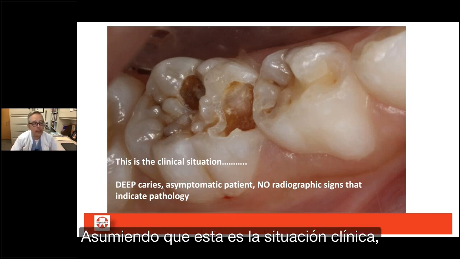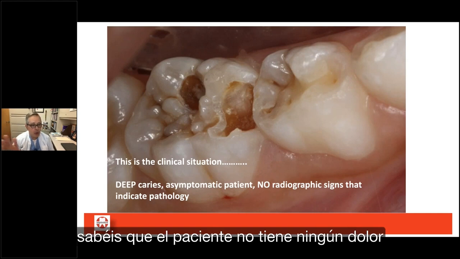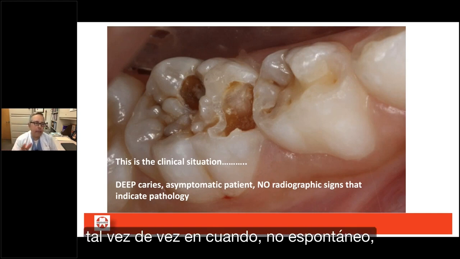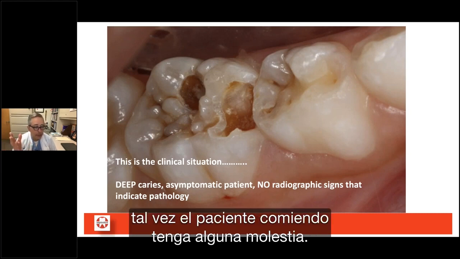So assuming this is the clinical situation, the patient is not having any pain, or maybe, if you want to add a little bit of pain, maybe once in a while, not spontaneous, maybe when the patient is eating they will have some discomfort.